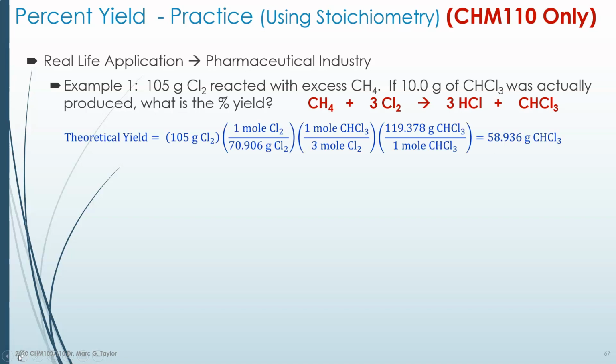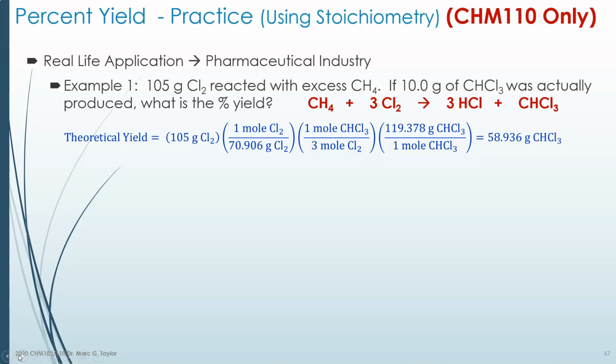So your theoretical yield, you start with what you have, 105 grams of chlorine that are reacted. You need the molar mass of chlorine gas, Cl2, which is 70.906 grams per mole. Put the grams on the bottom, the moles on the top. I give you the chemical reaction. In this case, it's already balanced, and you see that for every 3 moles of chlorine, you will get 1 mole of CHCl3.